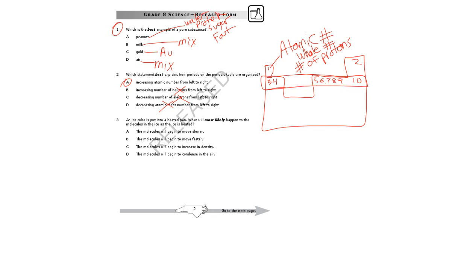An ice cube is put on a heated pan. What will most likely happen to the molecules of the ice as it is heated? So when you heat things up, do the molecules move faster or slower? All right. So when you go from a solid to a liquid to a gas, you're gaining energy, right? And if you gain energy, you're going to move faster. If you go from a gas to a liquid, you lose energy. All right? So you tell me.